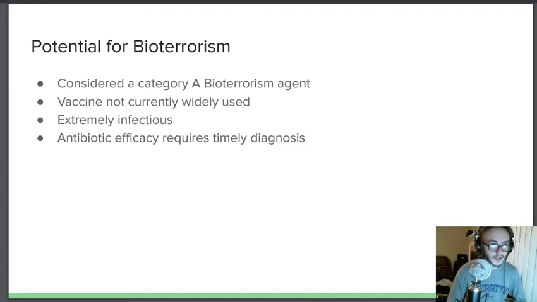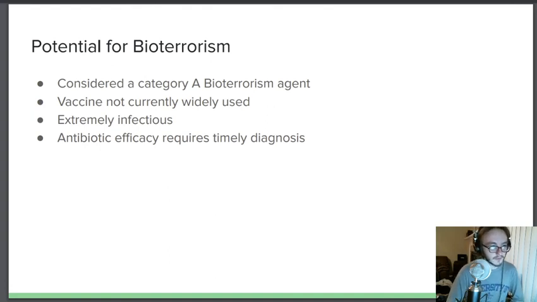It is currently considered a Category A bioterrorism agent, due to its virulence and difficulty in treatment. There is a vaccine, however it is not widely used due to the rarity of the disease. The antibiotic efficacy requires timely diagnosis, which is hard given the similarity of the disease with other respiratory diseases, and the rarity of the disease makes it a much harder guess for most physicians.